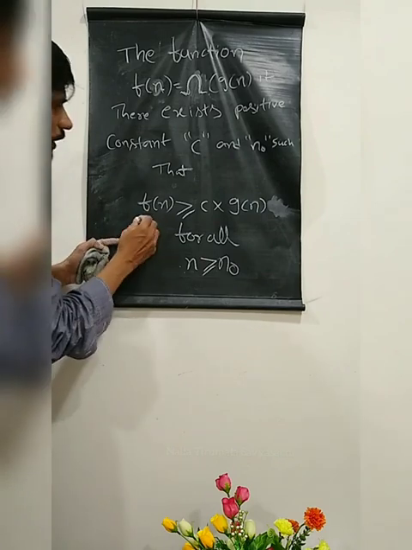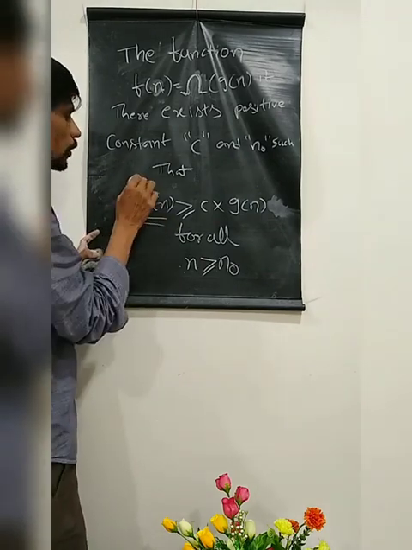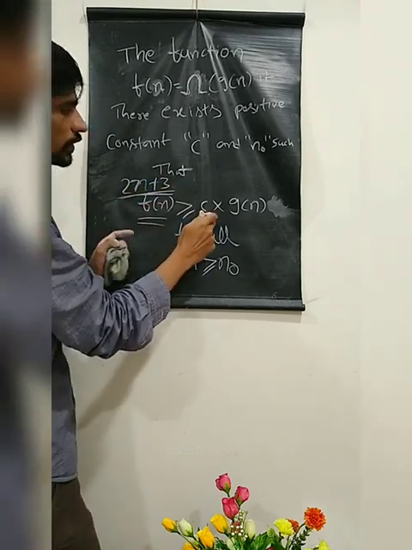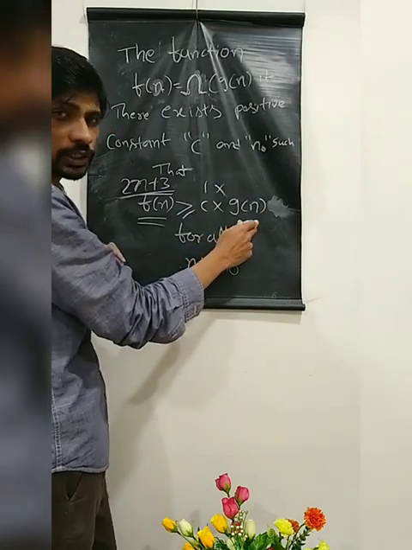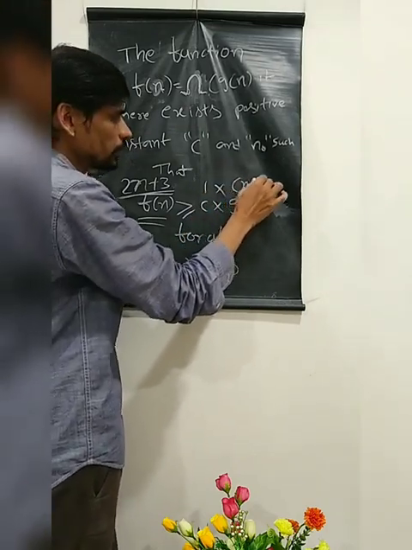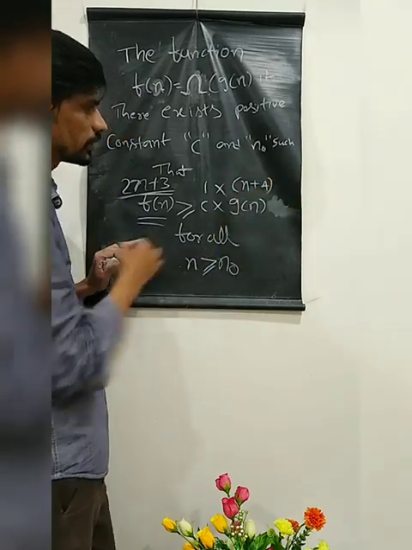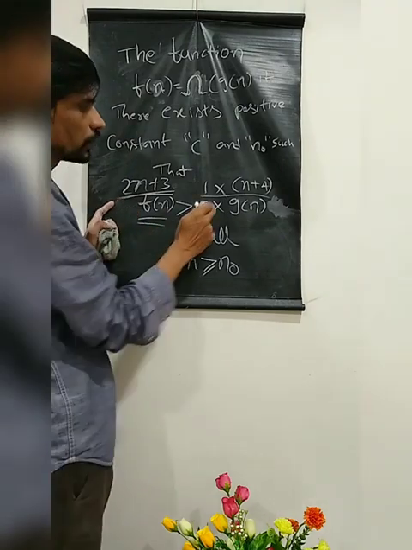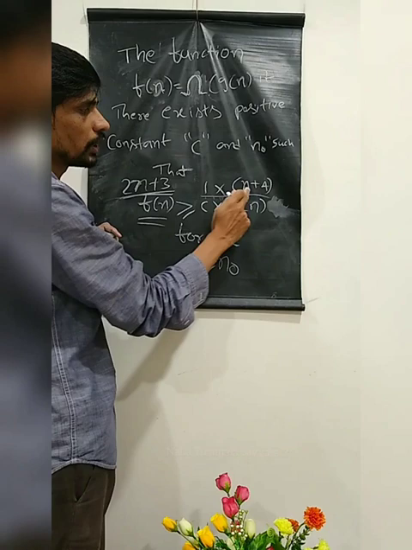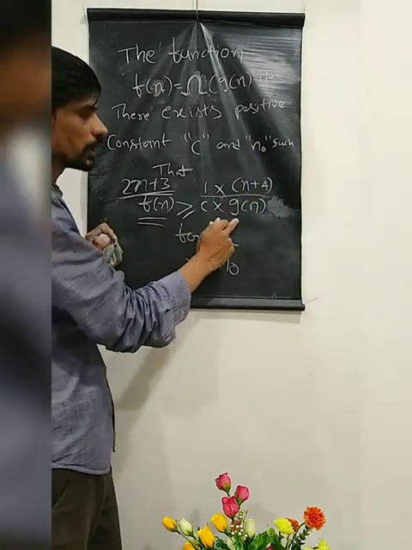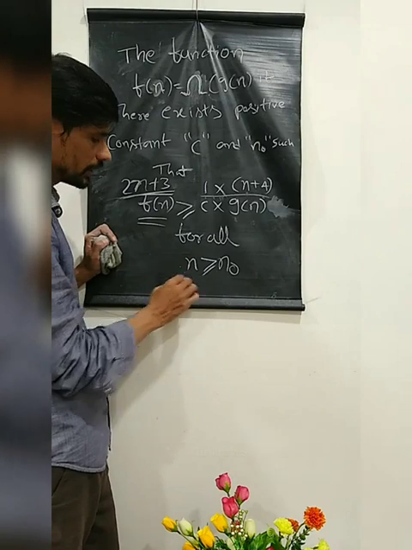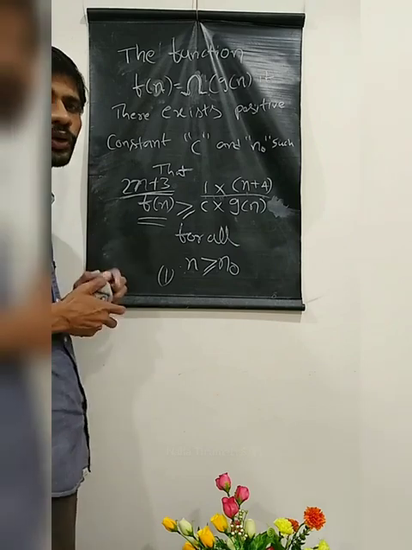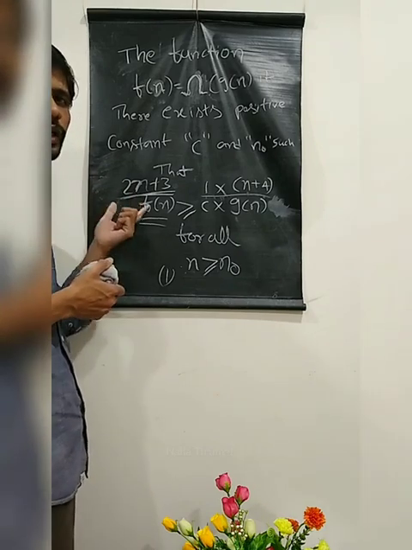So in our case, what is our f of n? It is 2n plus 3, right? This is my f of n. What is my constant? 1. What is my g of n? n plus 4, right? So this value is always greater than or equal to 1 multiplied by n plus 4. This is c multiplied by g of n, for n is 1, right?